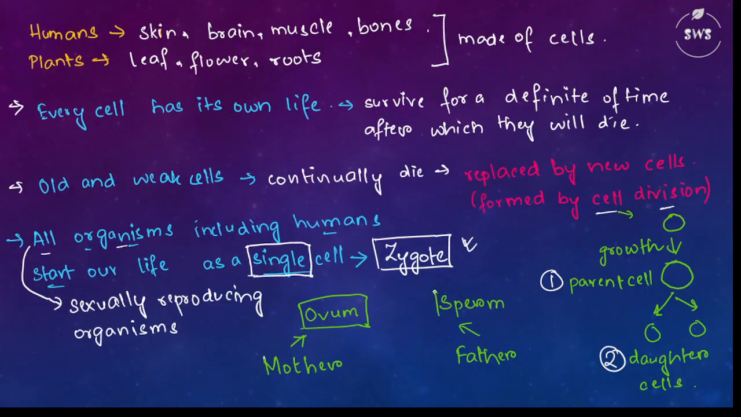These are the reproductive cells or the sex cells. This ovum and this sperm will fuse to form a single cell which is called the zygote. I'm giving you glimpses so that you don't mug up the concepts. Fine. So let's move forward.